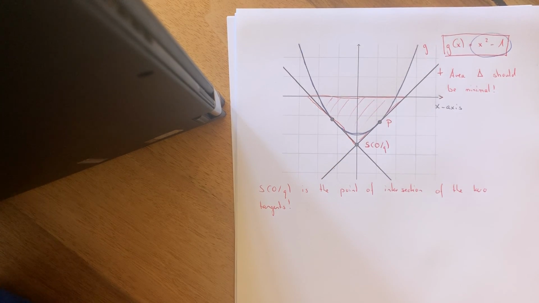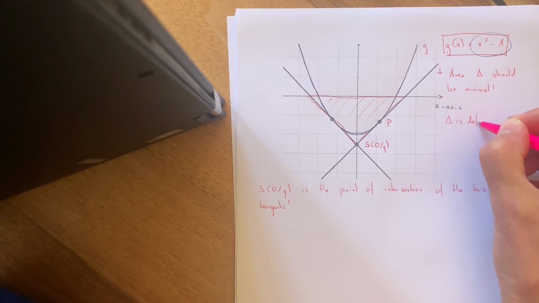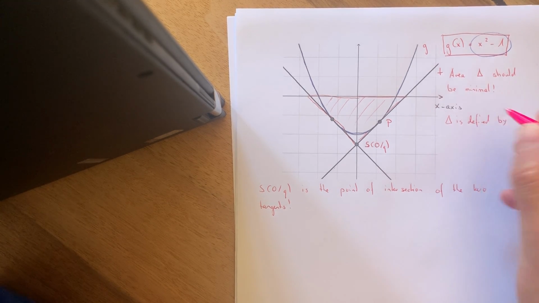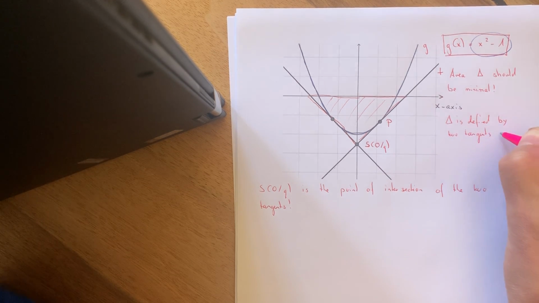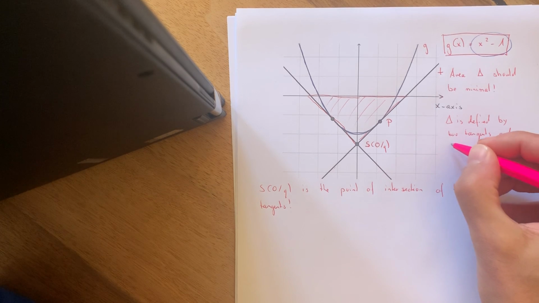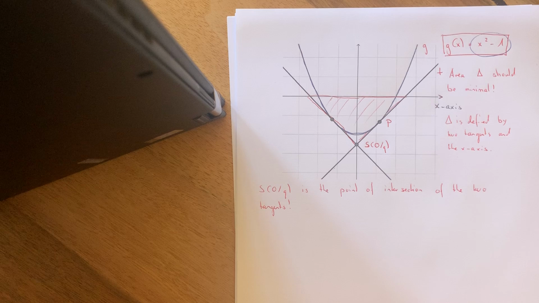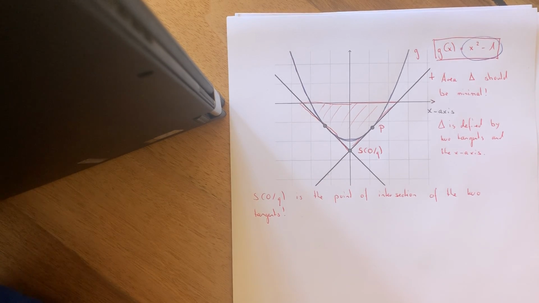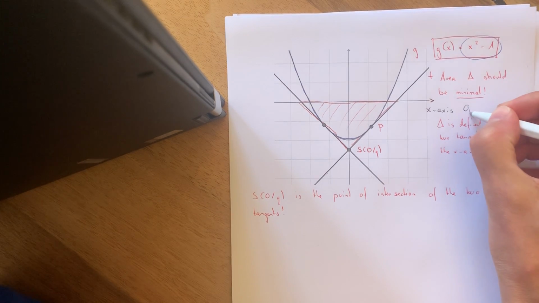So the triangle we are dealing with is defined by two tangents and the x-axis. So what's our problem? Our problem is we want the area of that triangle to be minimal. So of course, since we want the area of something to be minimal, we are dealing with optimization.